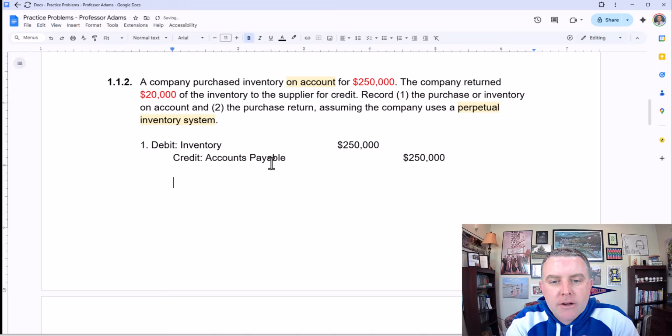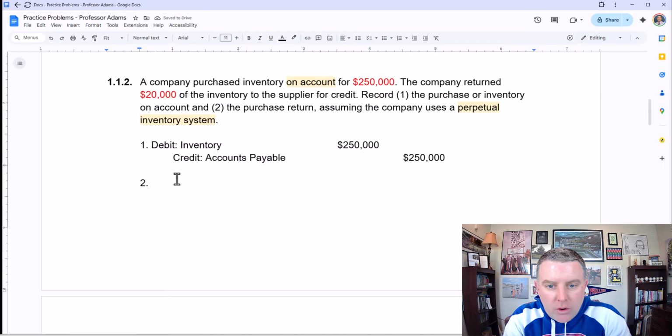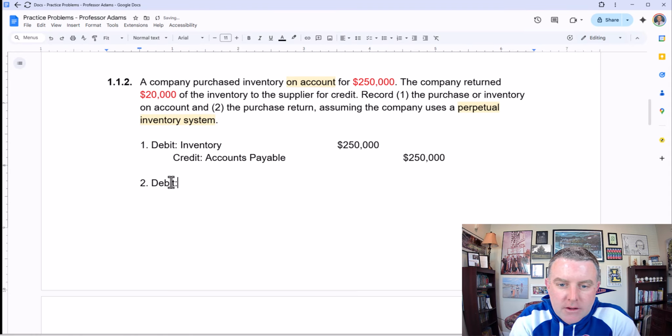The second part is we have to record the return. So how do we record this return? Well, it's actually pretty easy in a perpetual system. All we're going to say is let's do the opposite of what we did here. Instead of debiting inventory, let's credit inventory. Instead of crediting accounts payable, let's debit accounts payable. So we will debit accounts payable and credit inventory.